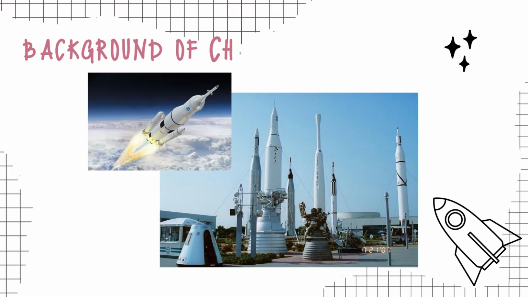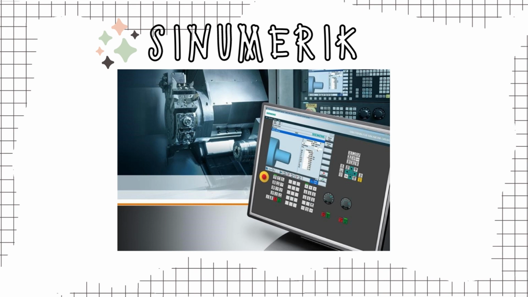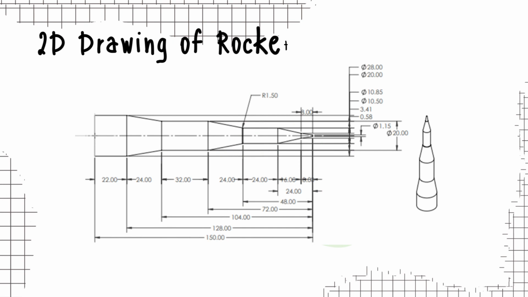For the background of the chosen product, our team chose a rocket as our project, and our team got inspired by the rocket named Long March 1. Next, for the coding part, we used the software called Cinumeric to create our programming code for both the turning and machining process.